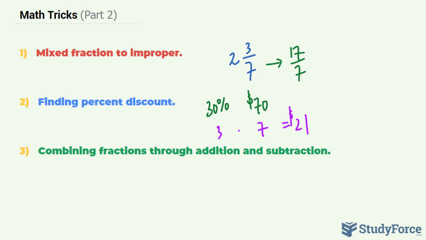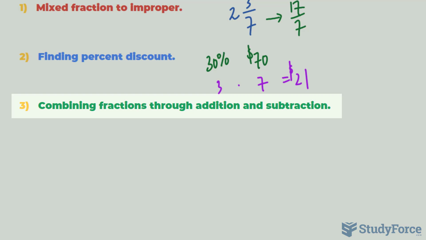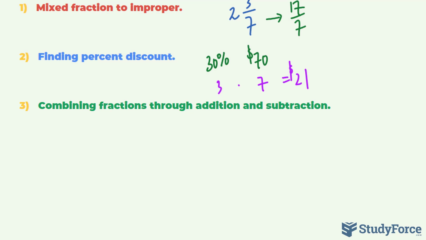Finally, in the third trick, I'll show you how to combine fractions through addition and subtraction. Now, when it comes to adding or subtracting fractions, students usually have a hard time. But you shouldn't feel that way, because if you know this trick, you can pretty much add any two fractions that you like. Let's take, for example, 3 over 4 plus 7 over 8.